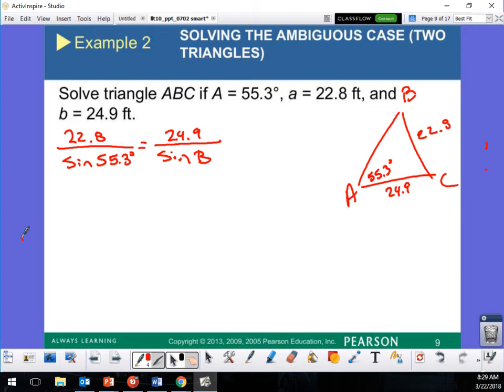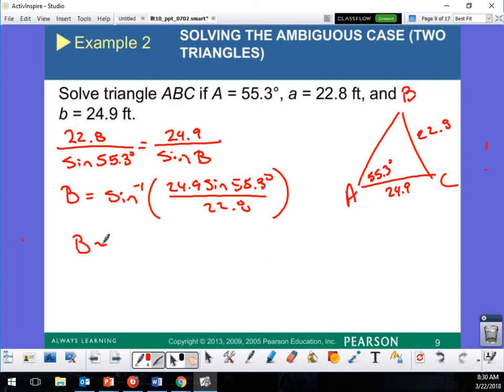All right. So we should come out with B equal to inverse sine of 24.9 sine of 55.3 degrees over 22.8, where B is about 63 degrees, 52 minutes, and 45.1 seconds. Okay, so that's in DMS, right? Okay, so now, I'm sorry, how'd you do that?